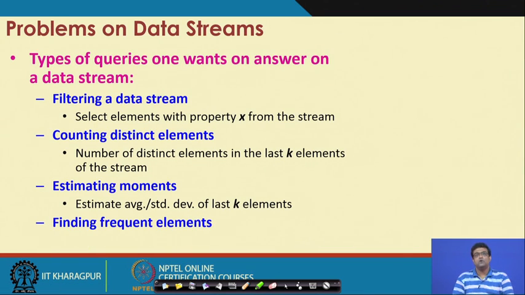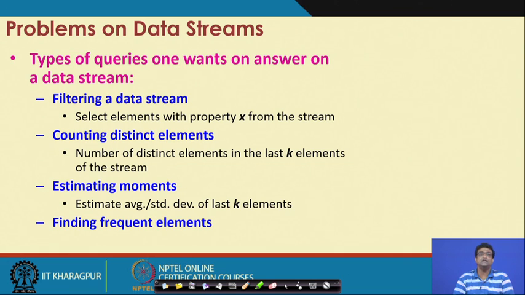Okay. So, what are the other problems on data streams that we will be covering? We will be trying to answer many different types of questions on data streams. The first type of question is the filtering question. So, you may want to select elements from a data stream with a certain property x. That is the first type of question.